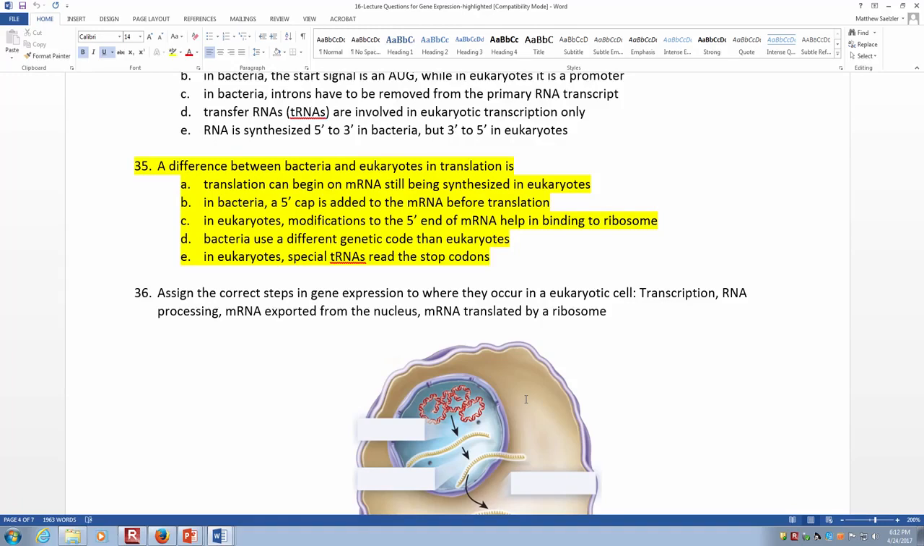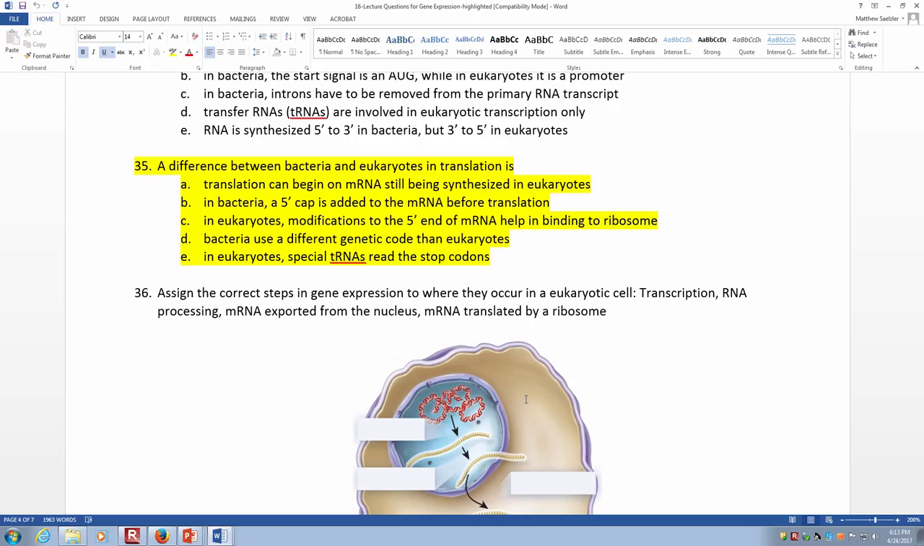So remember, transcription and translation can happen at the same time in bacteria, but they cannot happen at the same time in eukaryotes. And then B, in bacteria, a 5' cap is added to the mRNA before translation. So the 5' cap is something that's added to the mRNA in eukaryotes before translation. And then C, in eukaryotes, modifications to the 5' end of the mRNA help with binding the ribosome. So this was the right answer.